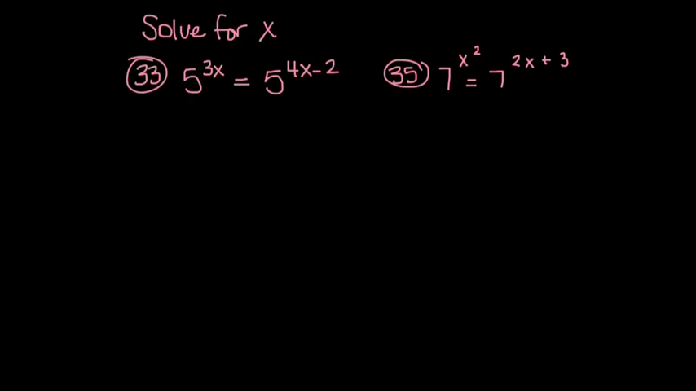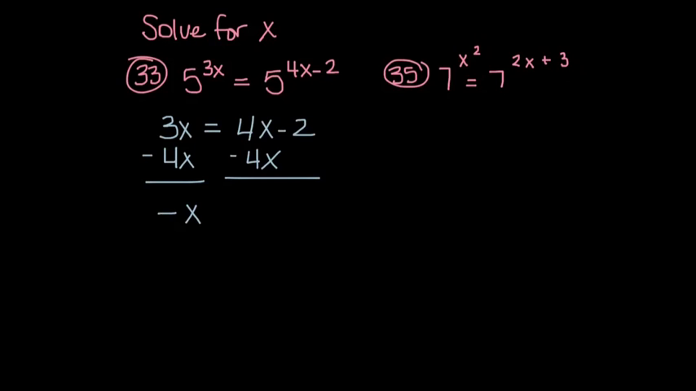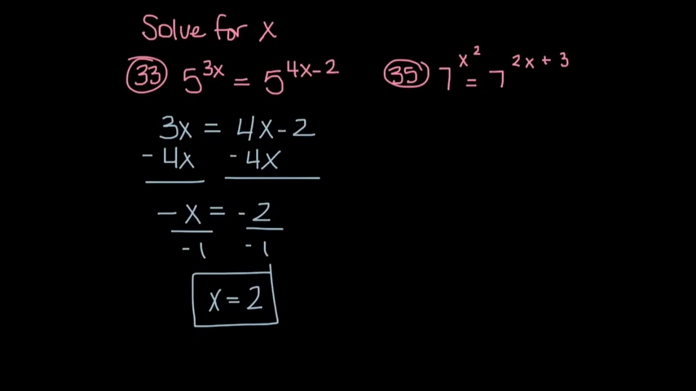For number 33, my exponents are 3x on the left. That has to equal the exponent of 4x minus 2 on the right. To solve, I'll subtract the 4x from both sides, which gives me the opposite of x equals negative 2. Divide both sides by negative 1, and x equals positive 2.